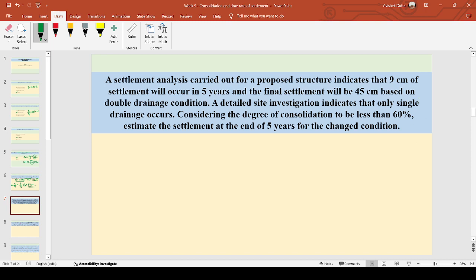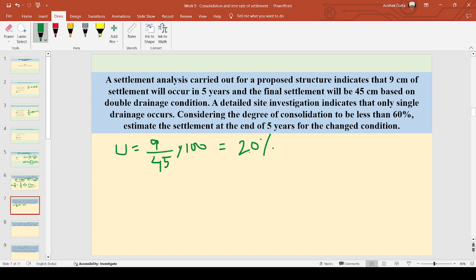First of all, the degree of consolidation should be less than 60%. Settlement at the end of 5 years is 9 centimeter, and final will be 45 centimeter. So U is 9 by 45 into 100, which gives us 20%. 20% is the degree of consolidation in 5 years. Detailed investigation indicates that only single drainage occurs, and you are asked to find the settlement for the degree of consolidation less than 60%.